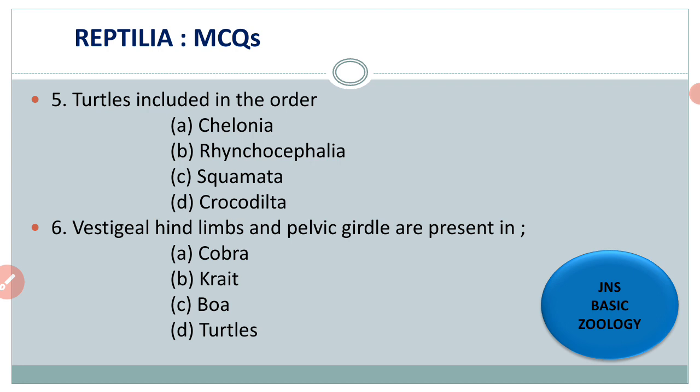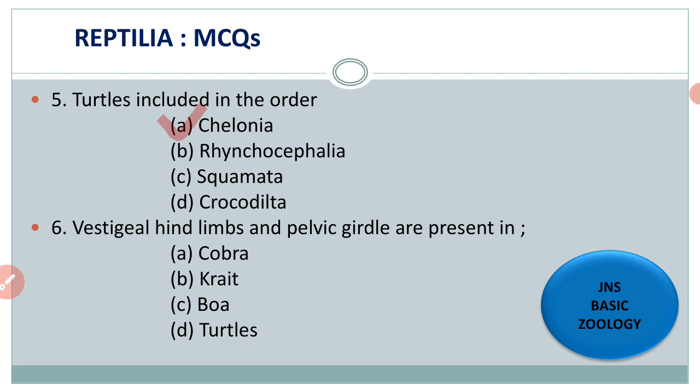Next one, turtles are included in the order. In the classification, turtles belong to which order? A. Chelonia, B. Rhynchocephalia, C. Squamata, and D. Crocodilata. Turtles belong to the order Chelonia.